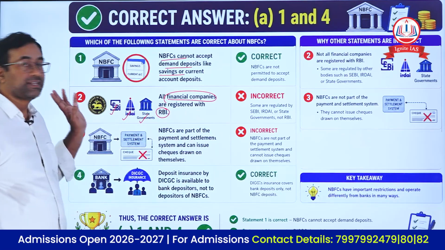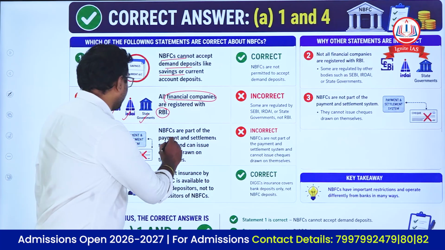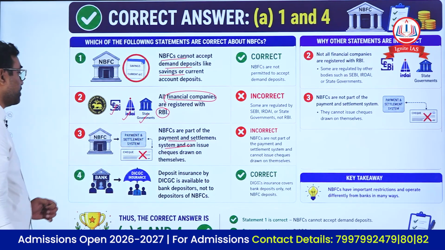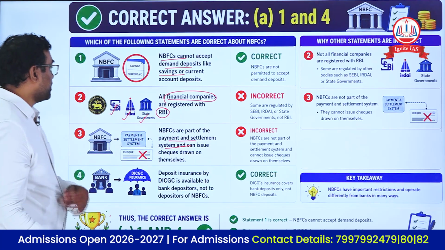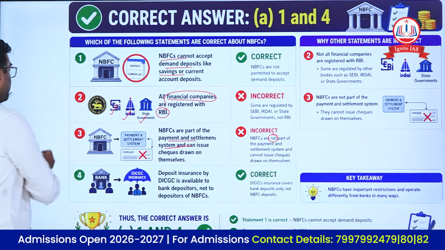So that is the reason the second statement is wrong. And the third statement says that NBFCs are part of payments and settlements, and cannot issue checks drawn on themselves. Here, if you see, NBFCs are not part of the payments and settlements. So that is the reason the third statement itself is wrong.